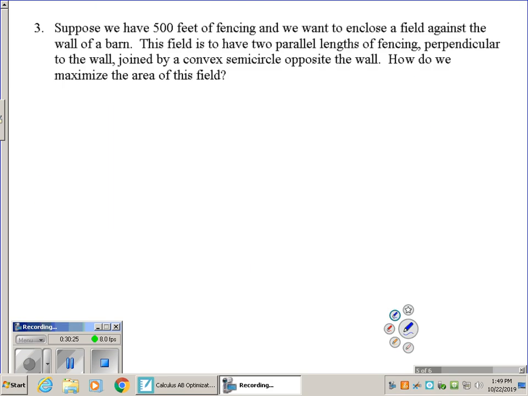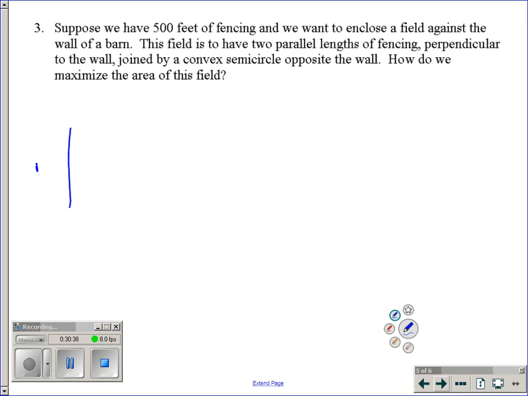All right, another great example dealing with fencing and maximum area here. It says, suppose we have 500 feet of fencing and we want to enclose a field against the wall of a barn. So here's my barn wall, and I want that to be one of my sides. It says this field is to have 2 parallel lengths of fencing, perpendicular to the wall. So here's one length and one length, coming out of the barn wall. And then it says it's joined by a convex semicircle opposite of the wall. So these 2 are joined together by a semicircle.